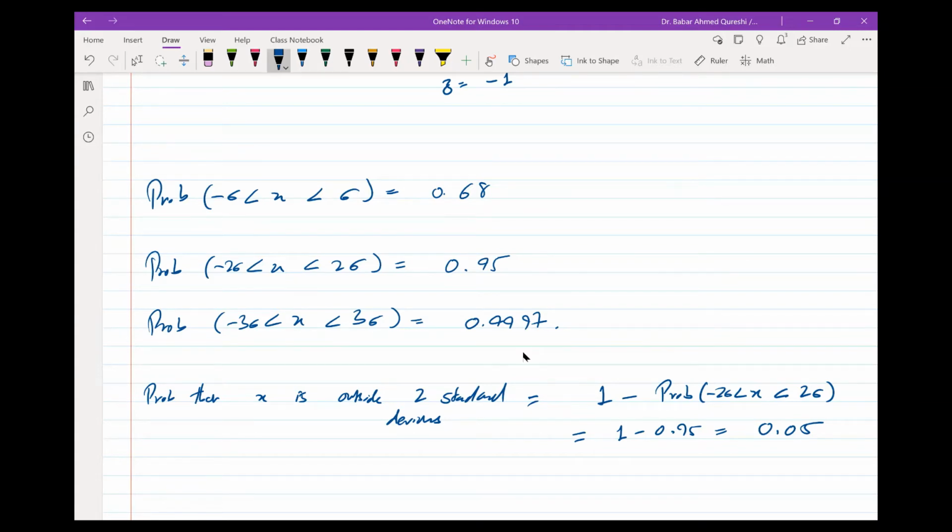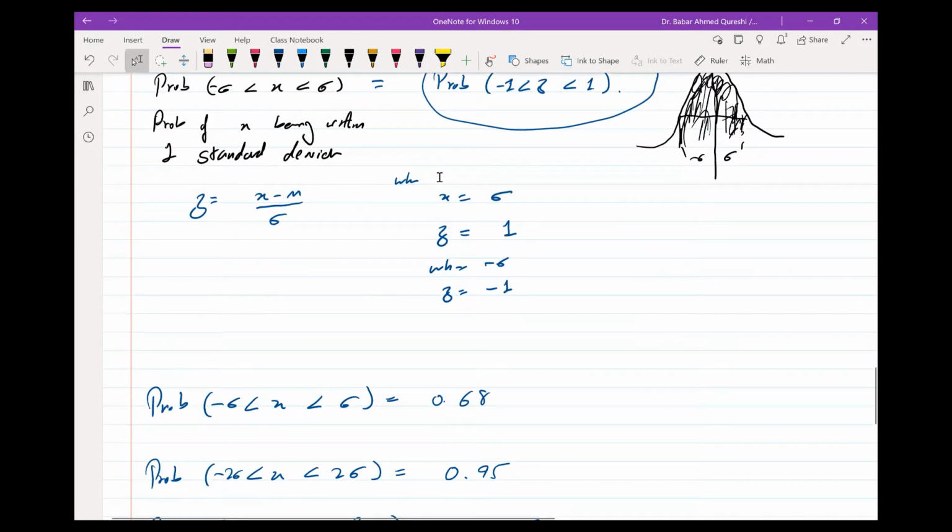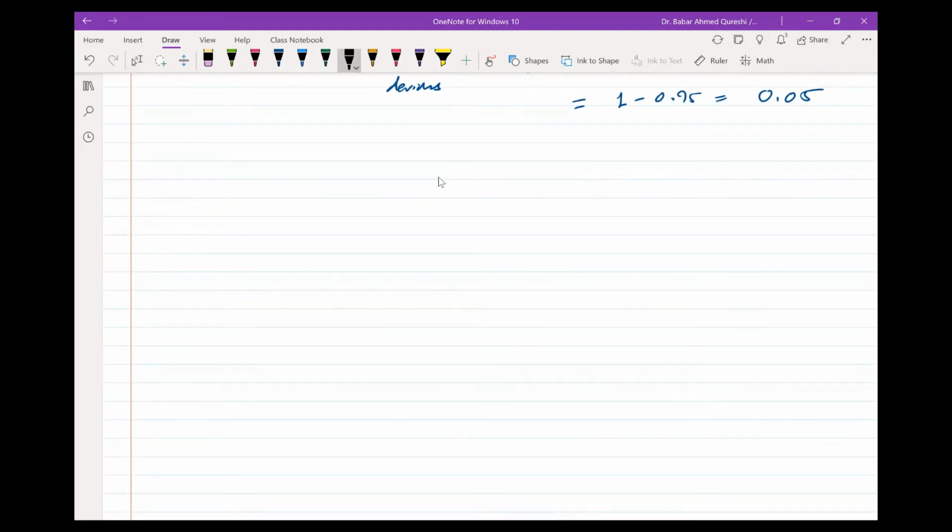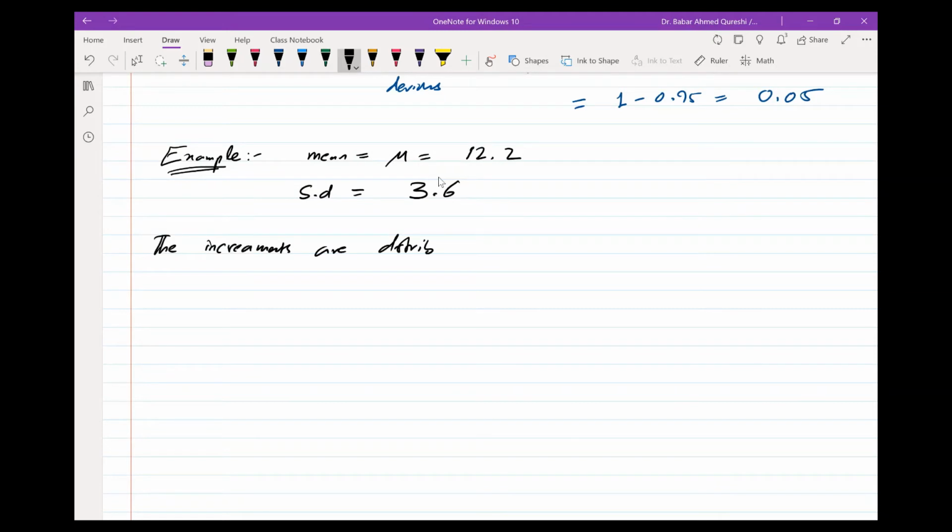Now, let's look at the use of this function in an example. So suppose a large organization, this is a slight change on the example given in the book. A large organization gives out annual increments, and they have decided that they will give a mean increment of 12.2%, with a standard deviation of 3.6, and it is known that the increments are distributed normally. That means they are given by a normal distribution.